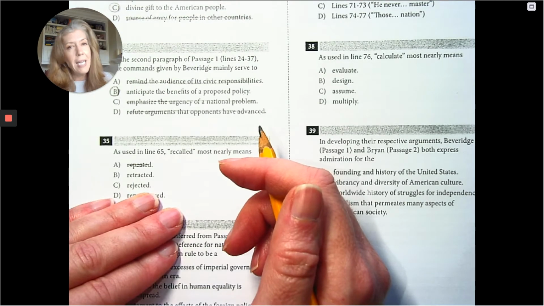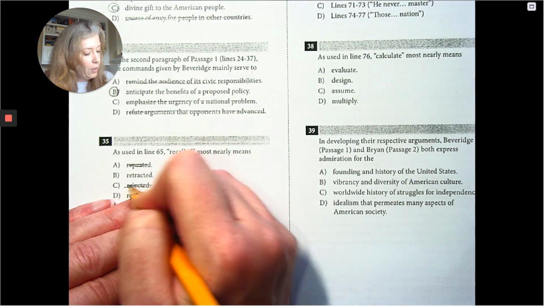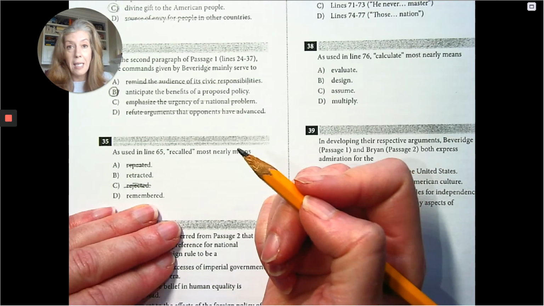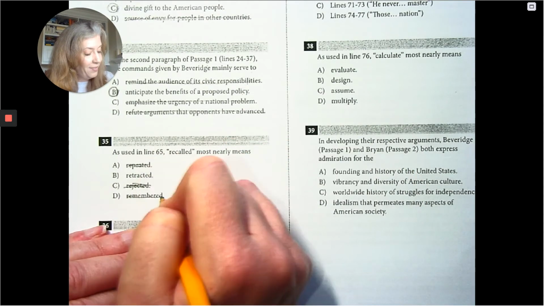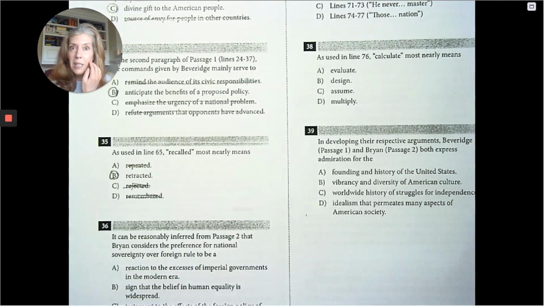Rejected, does that mean taken back or subtracted? No, we're going to get rid of that one. Remembered does not mean taken back or subtracted. See how nicely that works? Very simple, very logical, works every time.